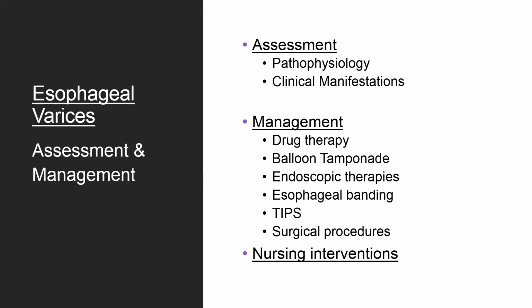Clinical manifestations include hematemesis or vomiting blood, melena, a decline in mental and physical condition, along with a history of alcohol abuse. You want to also watch out for signs and symptoms of shock. That's if they have cool, clammy skin, low blood pressure, high heart rate.